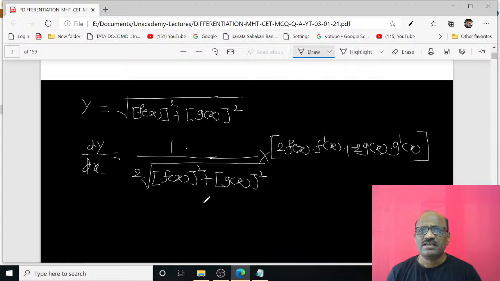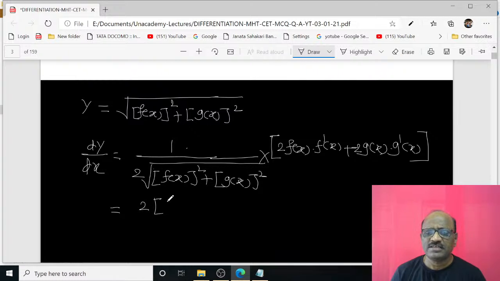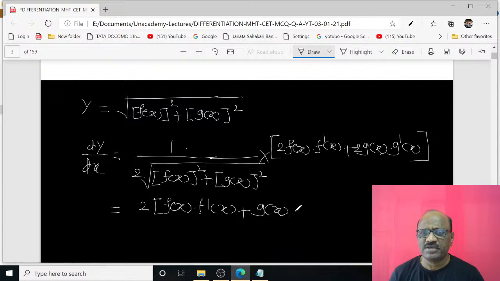Okay, and then we substitute the values. We take the 2 as common. If we take 2 as common, then in the bracket you will get f of x into f dash of x plus g of x into g dash of x. Okay.